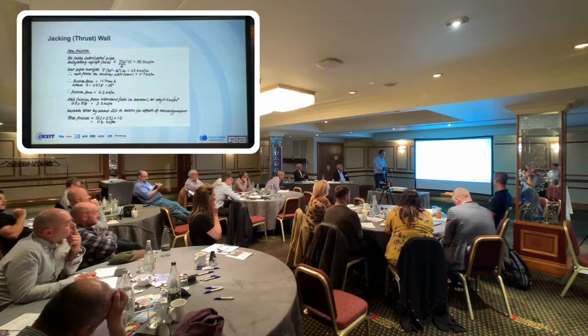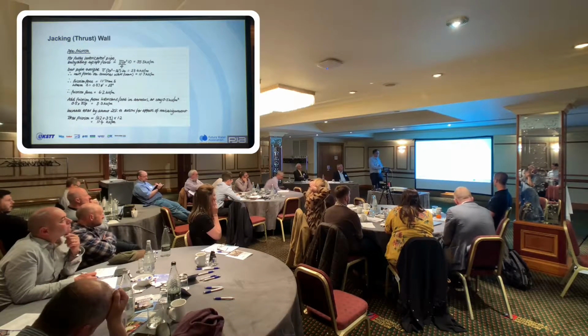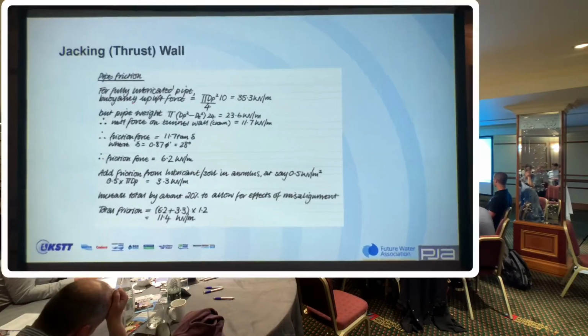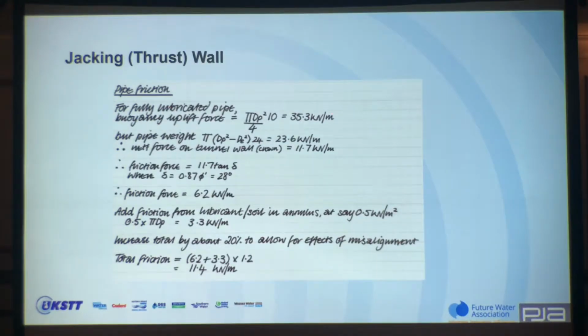And then finally on there, pipe friction. So again, that's the same. You've got a lubricated pipe, so they've taken the buoyant weight. In this example, they take the buoyant weight, and then they take the buoyancy effect off the pipe, and they get a net force on the tunnel. And then they're using friction factors. Again, it's included in the guidance.